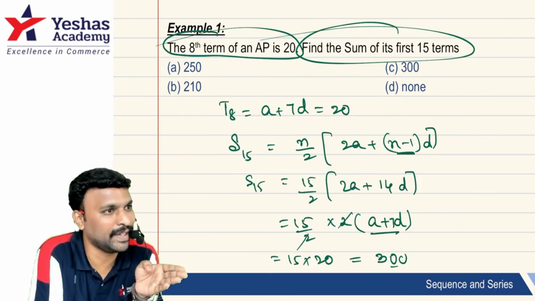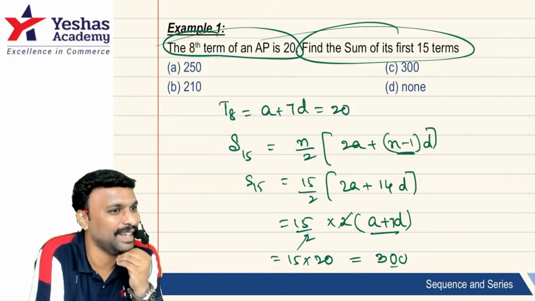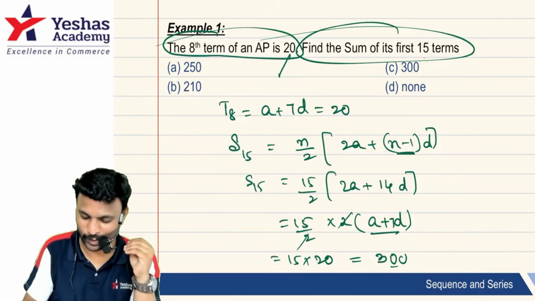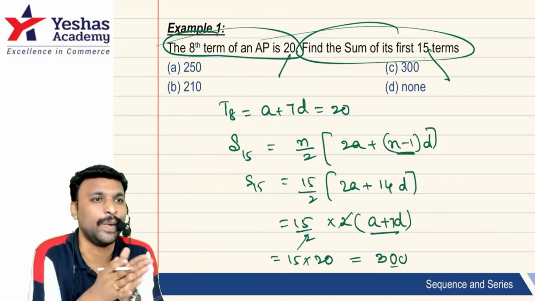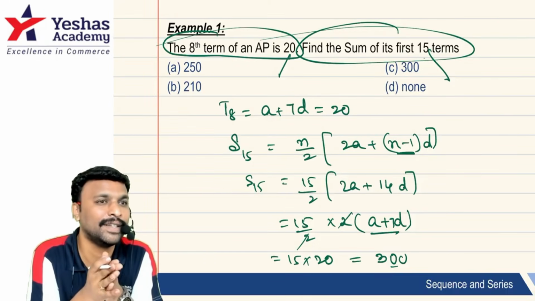20. When you are given the middle term, multiply the middle term with the total number of terms to get the sum. Middle term is how much? 20. Total number of terms are how much? 15. 20 into 15, what's the answer? 300. Khel khatam, dukan band.